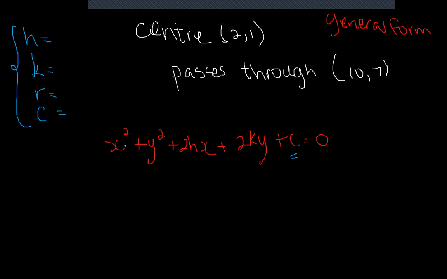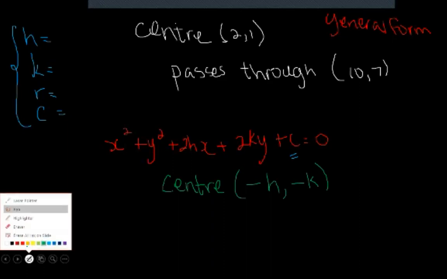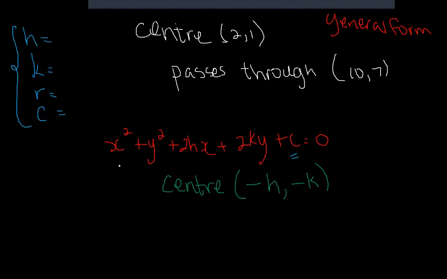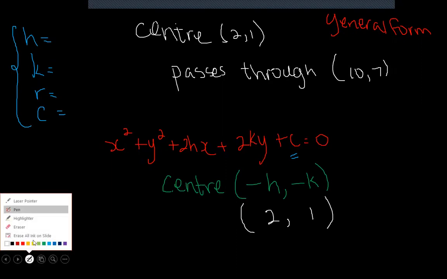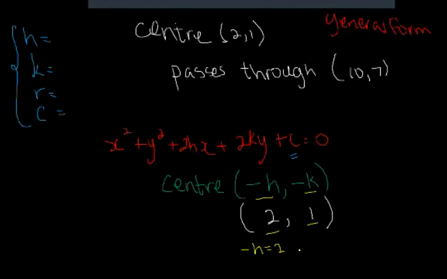Let me show you. So remember the center has the coordinates minus h and minus k. And they told us that in this particular example, the center has the coordinates 2, 1. So what does that mean? That means that the value of minus h is 2. So I could put minus h is equal to 2. And that minus k is 1. The value of minus k is equal to 1.